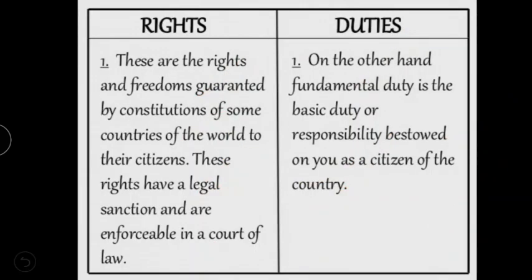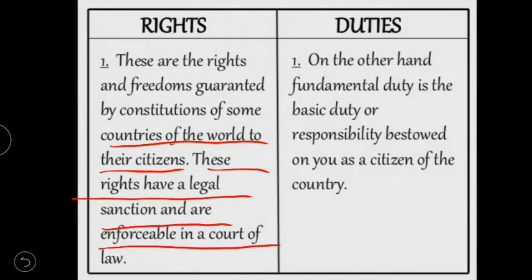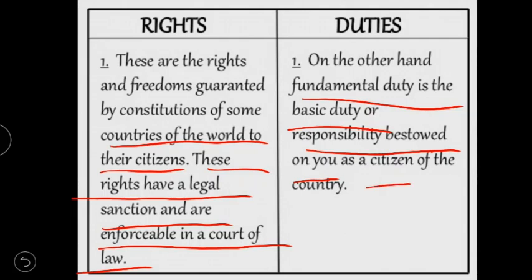Now, I will differentiate between rights and duties. These are the rights and freedoms guaranteed by the constitution of some countries of the world to their citizens. These rights have a legal sanction and are enforceable in the court of law. On the other hand, fundamental duties are a basic duty or responsibility bestowed on you as a citizen of the country. It is not enforceable in the court of law.